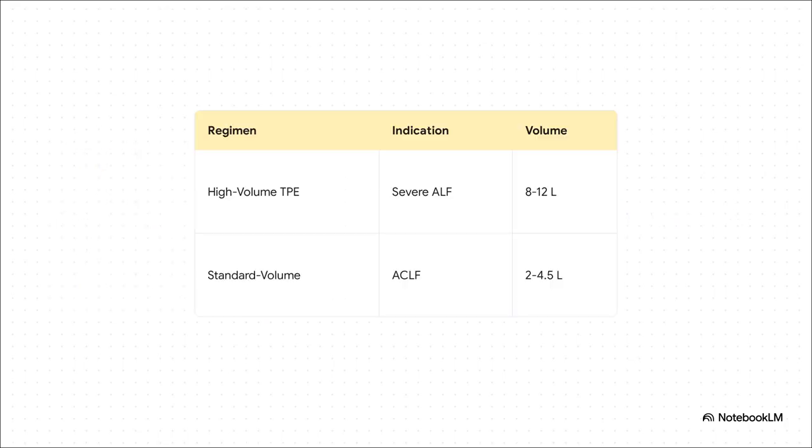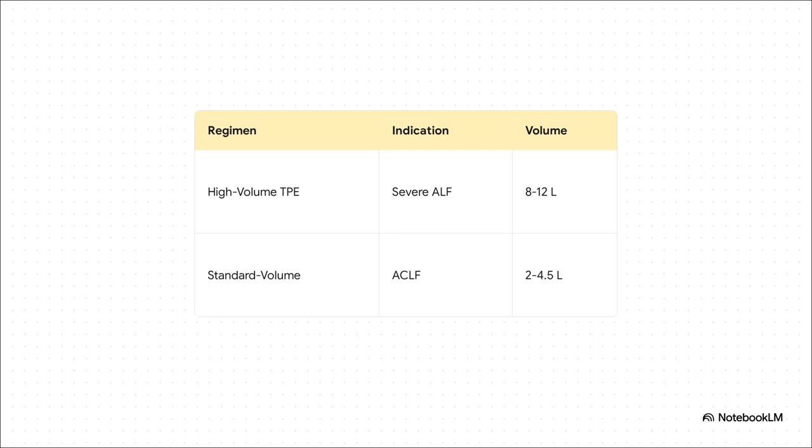And one size definitely does not fit all when it comes to dosing. For a patient with severe acute liver failure, we lean hard into high-volume TPE. That means exchanging 8 to 12 liters, so 1 to 1.5 plasma volumes daily for 3 to 5 sessions. You want rapid, aggressive clearance of those protein-bound toxins.